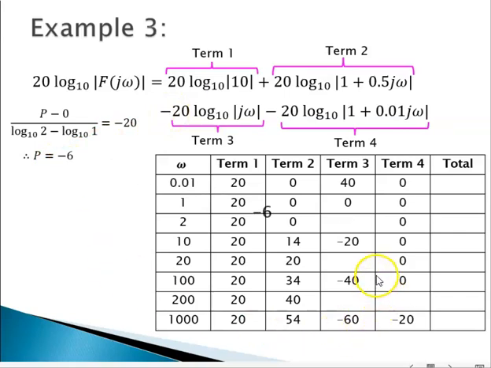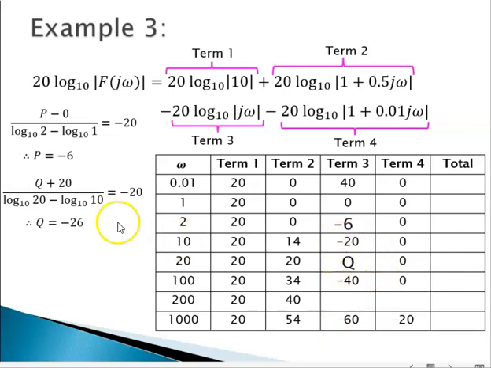Put that minus 6 in your table. Then this term is, let us say, Q. Q minus of minus 20, that is plus 20, minus log 20, divided by log 20 minus log 10, is minus 20. So Q is minus 26. Put that minus 26 there. Similarly, let us say this quantity is R. R minus 40. This is R plus 40. Log 200 minus log 100 is minus 20. So you can write down minus 46 there.